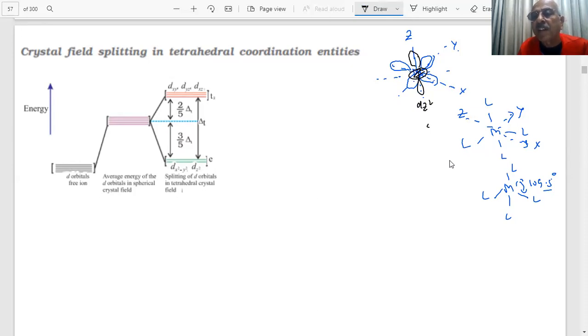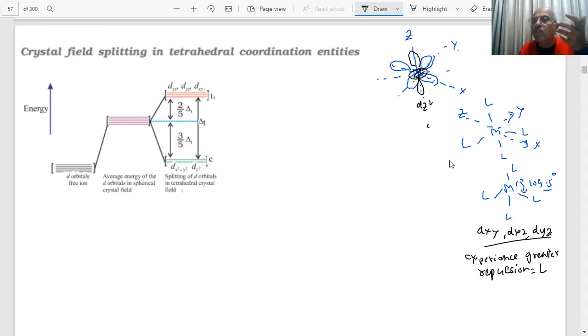But the dxy, dxz, and dyz have electron densities in between the x, y, and z axes. They are going to experience a greater repulsion of the ligands, because it is an electrostatic model. Ligands have electrons, lone pairs of electrons, so there will be repulsive forces.